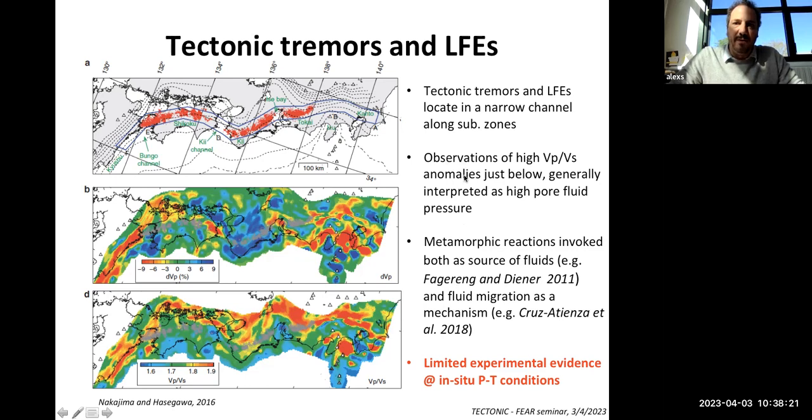Those observations of high VP/VS anomalies just below are generally interpreted as high pore fluid pressure zones, and generally the metamorphic reactions, especially dehydration, are invoked both as a source of fluid and fluid migration. So we believe that the fluid is produced and is going up. However, how dehydration is linked to tremor generation and high VP/VS ratio remains poorly understood, and at least there is limited experimental evidence performed at in situ PT conditions for the moment.